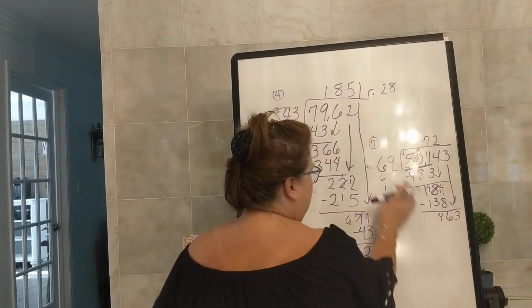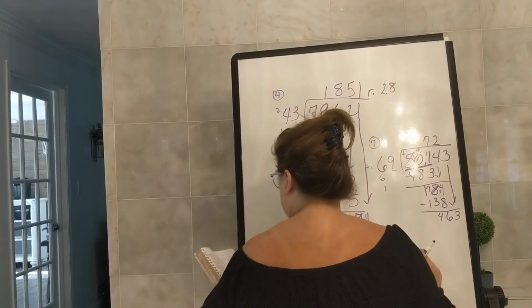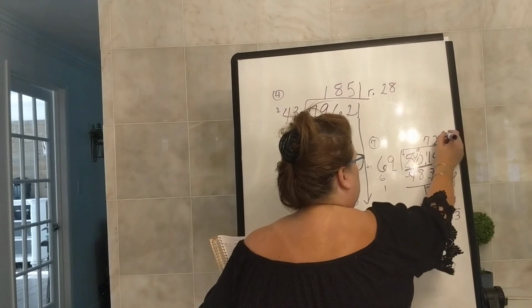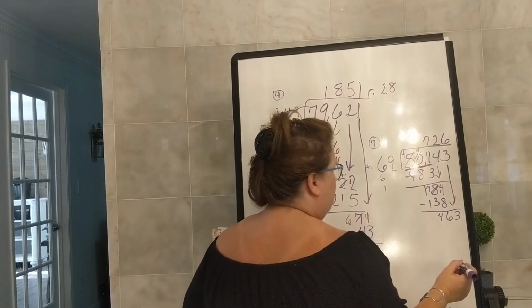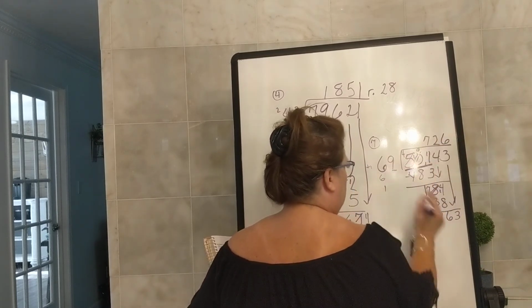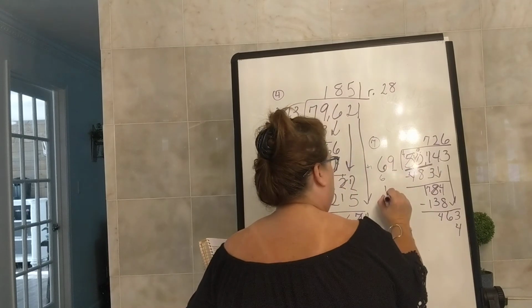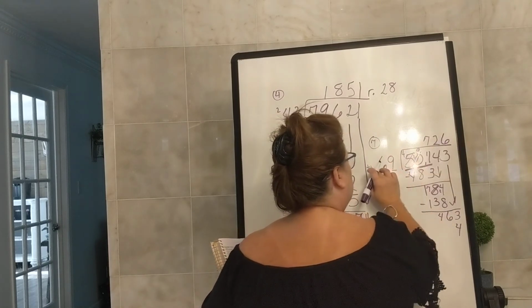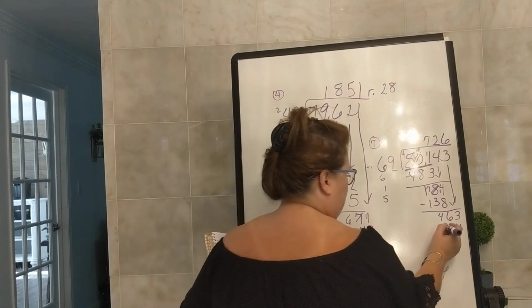How many times will 7 go into 46? 7 times 6 is 42. Put our 6 above the 3. 9 times 6 is 54. Put 4 down, carry the 5. 6 times 6 is 36. Plus 5 is 41.